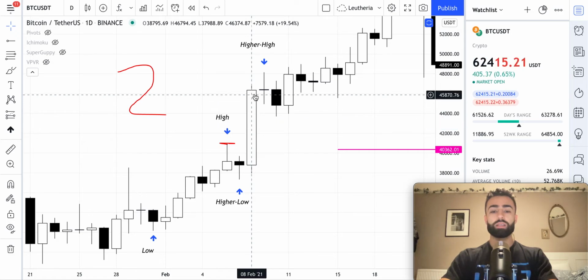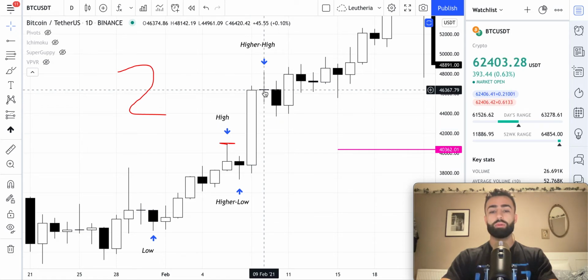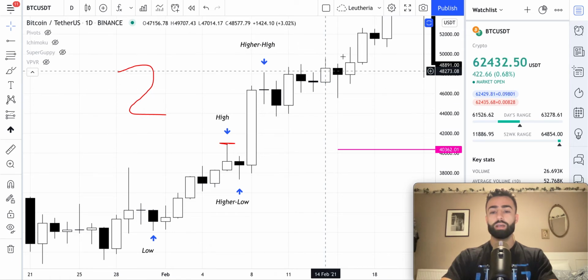So you need to see two candle closes above the key high to confirm that trend, and you can see in this case, once we confirm that trend, it was higher prices after that point.